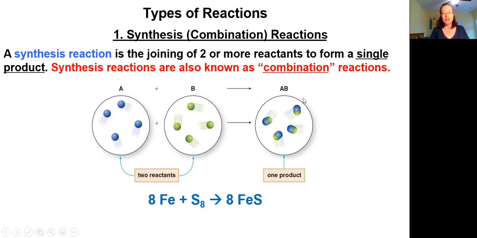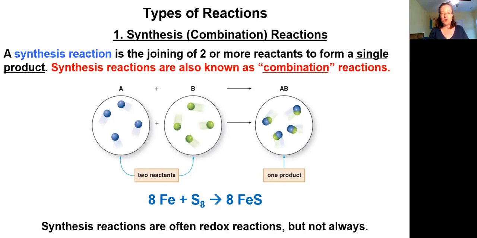An example, we could take 8 iron atoms, Fe stands for iron, and a molecule of sulfur, S8. So I have 2 reactants here, and they're combining to form 8 groups of iron(II) sulfide. Together, we have just one product. You might have multiple groups of that product, but it's one product. 2 going to 1, synthesis reaction.